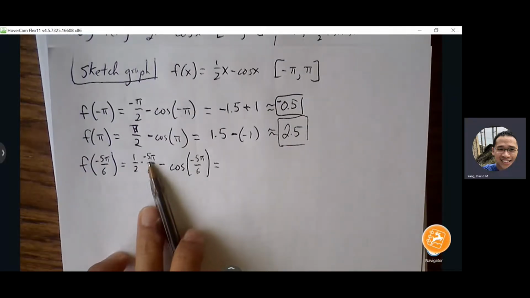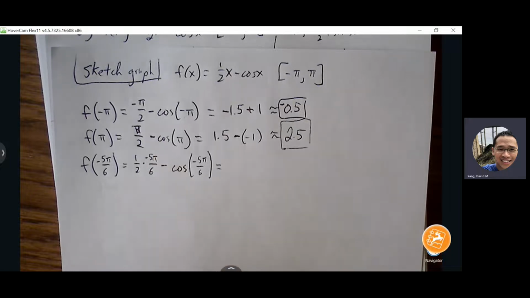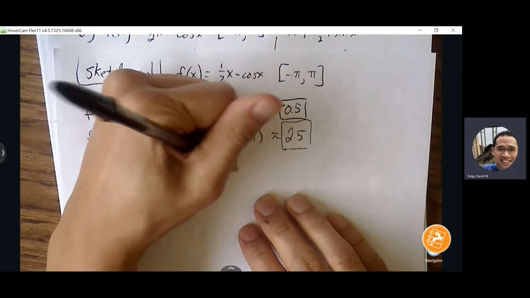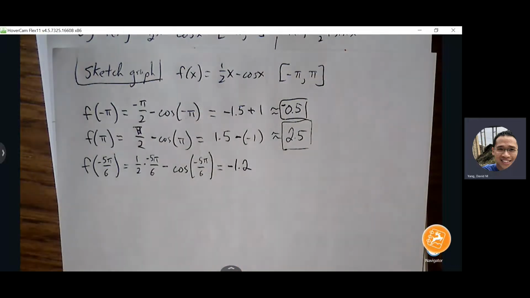So this gives us negative 5 pi over 12. So think of this as negative 15 over 12. You know, negative 15 over 12 is slightly more than 1, but definitely less than 2. So just choose any decimal you want, maybe negative 1.2 or 1.3, right? You just know kind of generally where it's going to be.